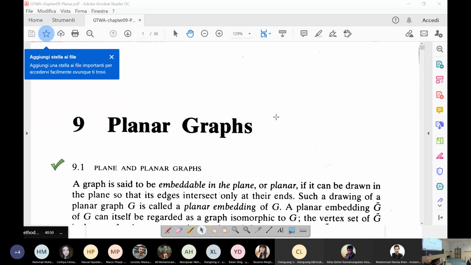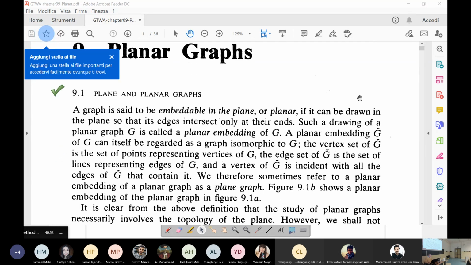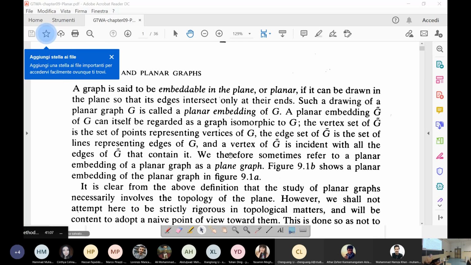So there is a difference between a plane graph, which is already something which is drawn on the plane without intersections apart from the vertices, and the planar graph, which is a combinatorial structure for which such a plane embedding exists. Okay, we therefore sometimes refer to a planar embedding of a planar graph as a plane graph.